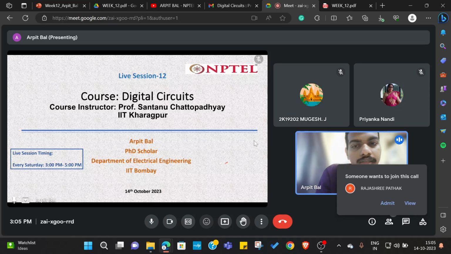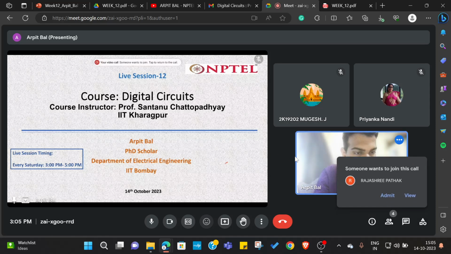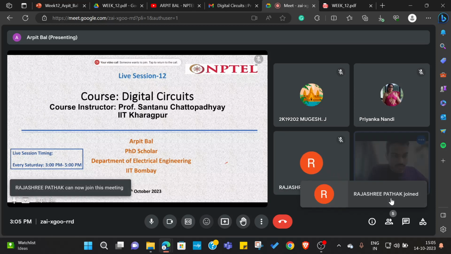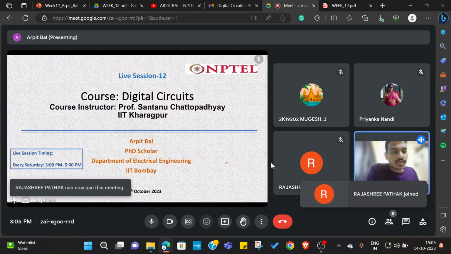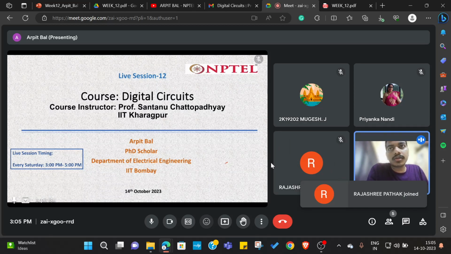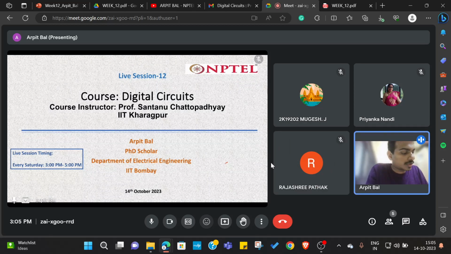So in today's session, it is the same microprocessor, but an extended version of that, and we will try to solve a few questions related to those concepts. So let us start.